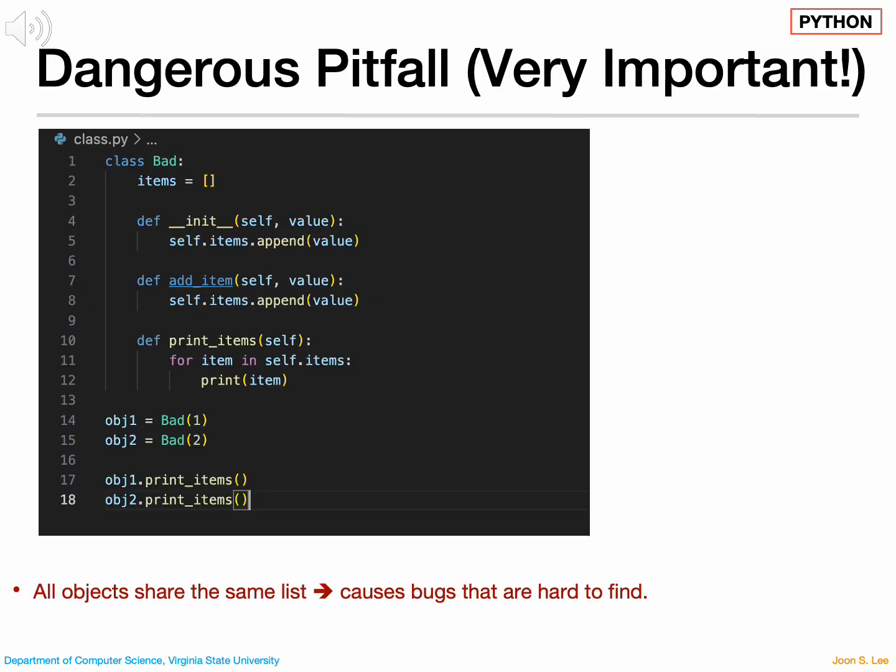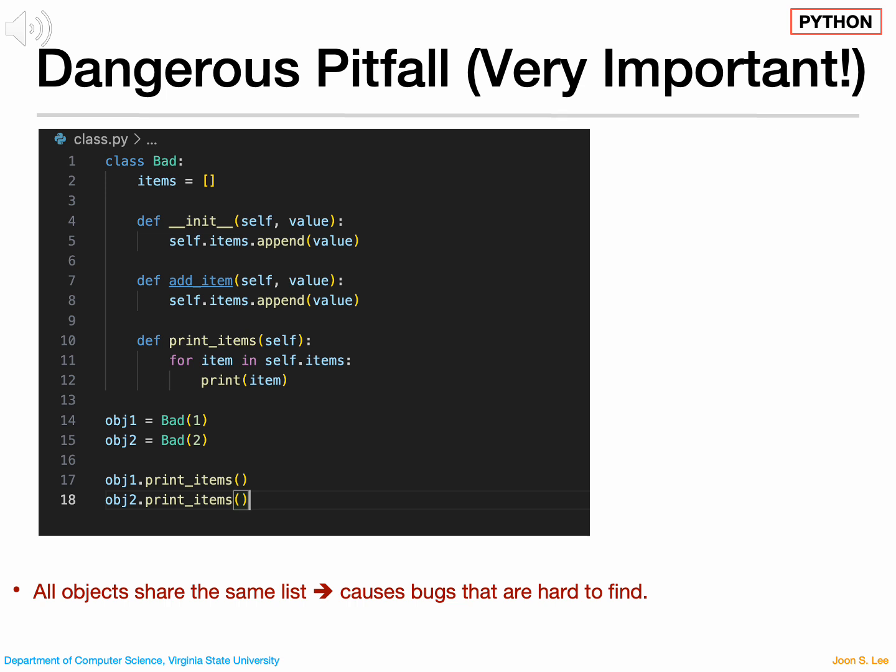This slide shows one of the most dangerous and subtle bugs you can write in Python classes. At first glance, this class looks fine. We define a class called Bad, and we create a list called items. The problem is where that list is defined. Items is a class attribute, not an instance attribute. That means there is only one list, and it is shared by all objects created from this class. Now watch what happens.